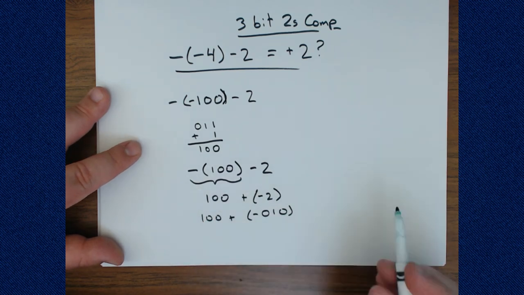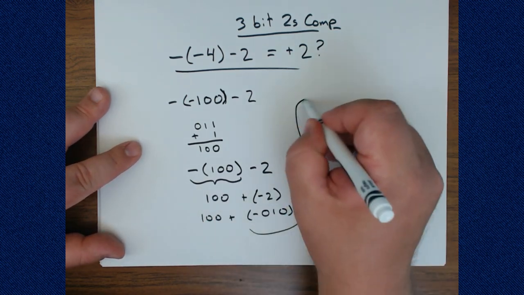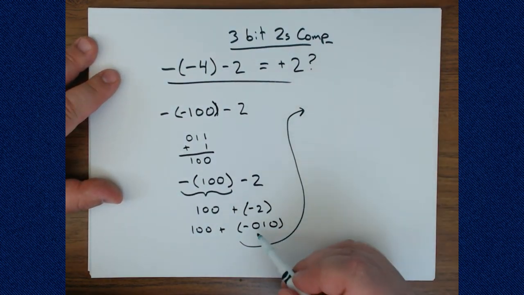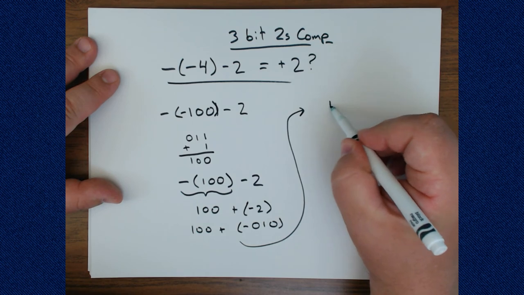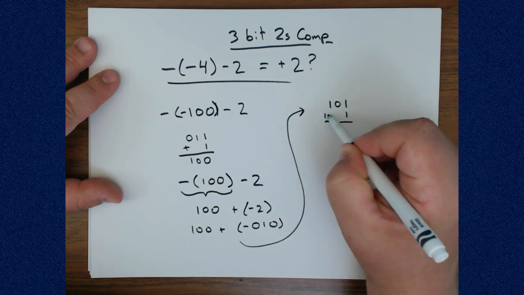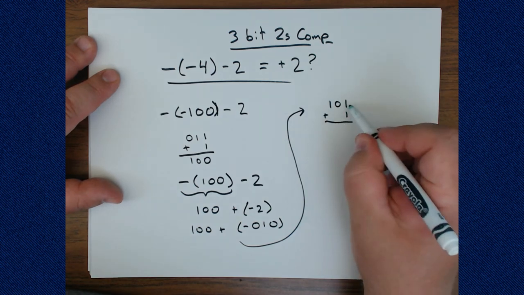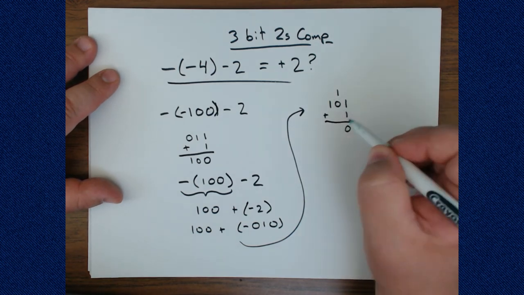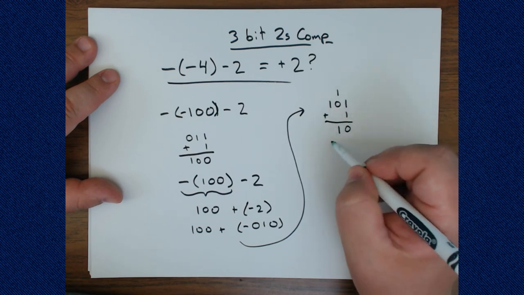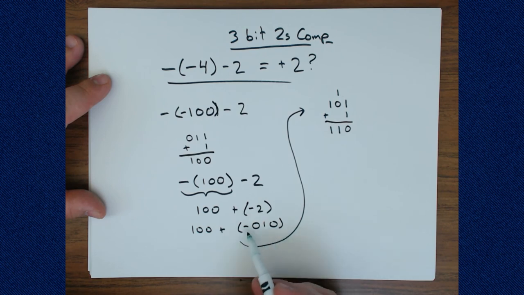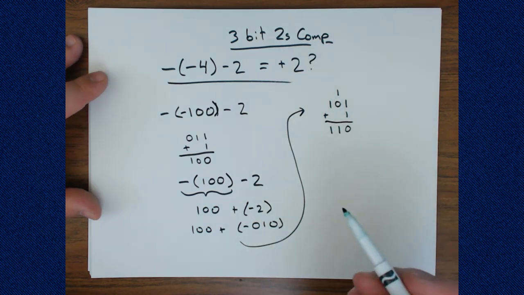To negate this, I'm going to come up here now. To negate this, we are going to need to flip this bit pattern to be 1, 0, 1, and then add 1 to it. Right, that's going to be 1 plus 1 is 0. Carry the 1. 1 plus 0, 1. 1 plus nothing, 1. All right, so that's the bit pattern representing the negative of 0, 1, 0. So this is the bit pattern for negative 2.